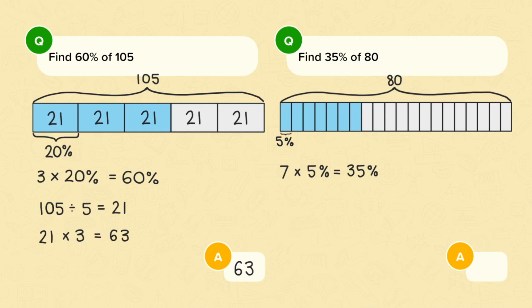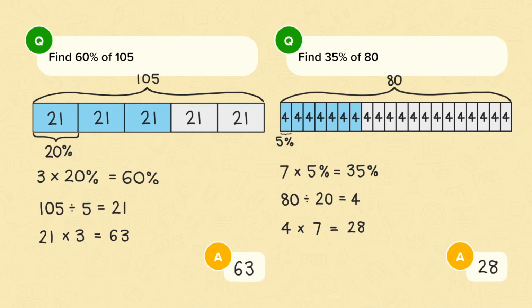To find 5% of 80, we need to divide by 20. So 80 divided by 20 equals 4. 5% of 80 equals 4. So each of these sections is worth 4. To find 35%, we need to multiply 4 by 7. So 35% of 80 equals 28. Well done if you got that correct.